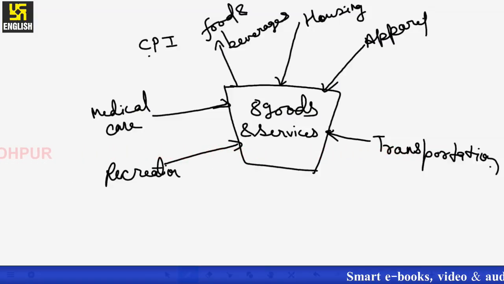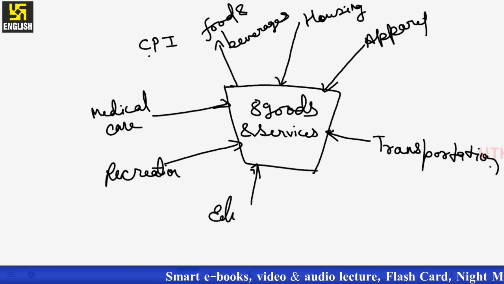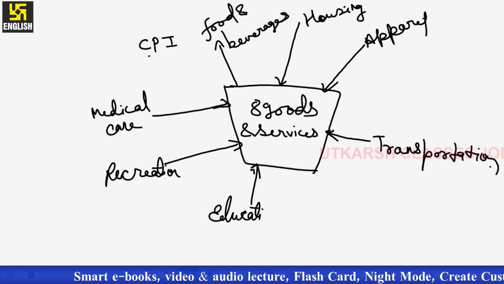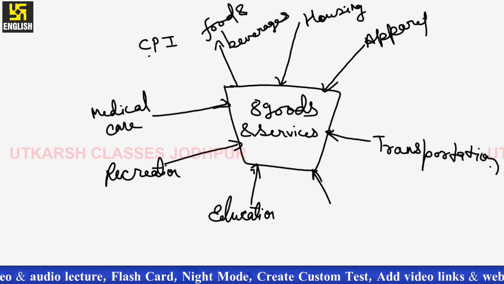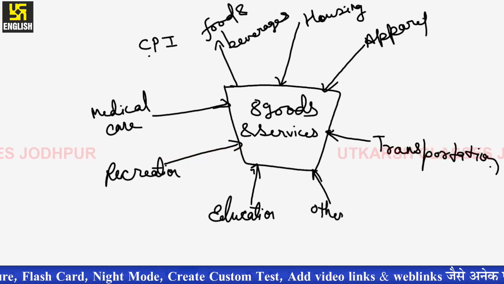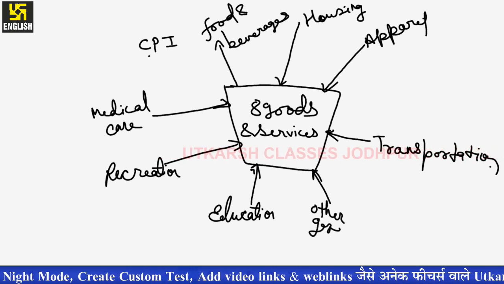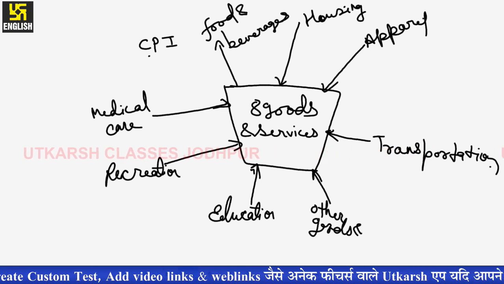1, 2, 3, 4, 5, 6. The seventh item is education. And the 8th item is other goods and services.